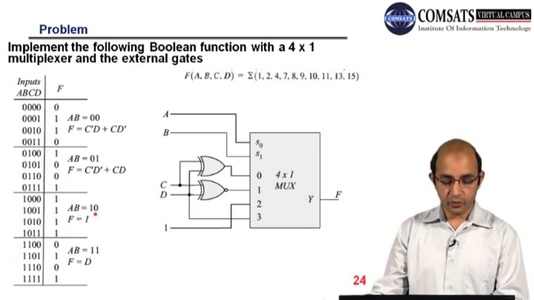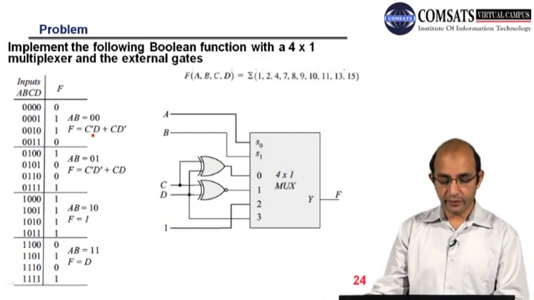So for AB is equal to 1 0, we have all ones, so it means F is equal to 1. And for AB is equal to 1 1 we have F is equal to D. So this is F is equal to D. So you can see we have the 4 into 1 multiplexer. These are the inputs that are attached to these control switches. So these are the external gates which we have used.